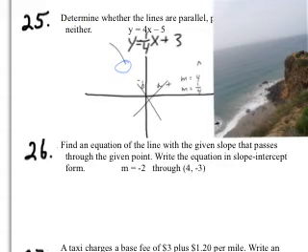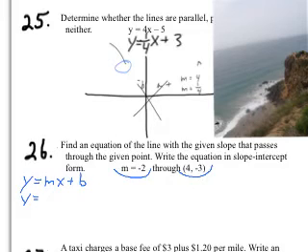Number 27. Find an equation of the line with the given slope that passes through the given point. Write the equation in slope-intercept form. Okay. Slope is a negative 2. A point is (4, negative 3). Well, slope-intercept form, y equals mx plus b. We've got our slope, so we'll stick that in. So we have y equals negative 2x plus b.